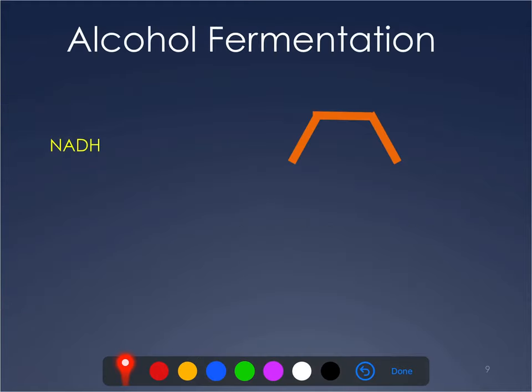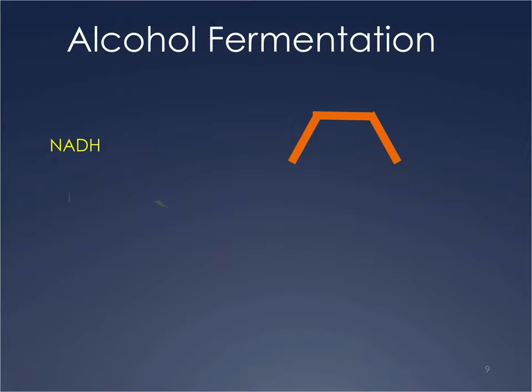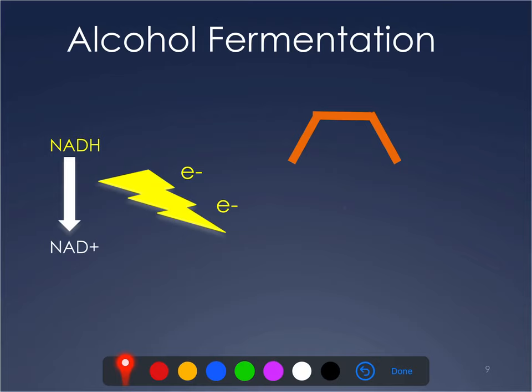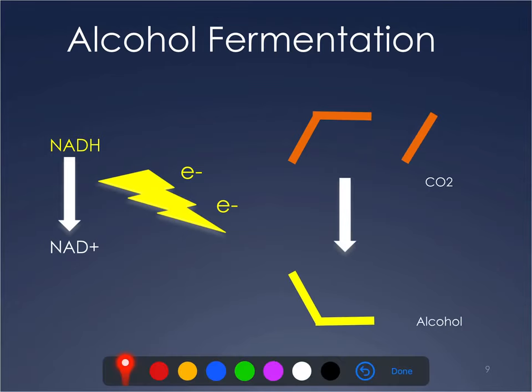So here we have alcohol fermentation. You have NADH, you have your pyruvate, you transfer your electrons, you lose a carbon as CO2, and the rest is alcohol. And since alcohol is fairly hydrophobic, it can just diffuse out of the cell and carry itself away.